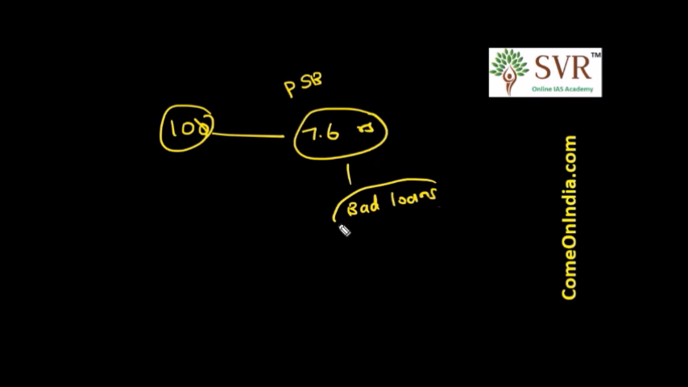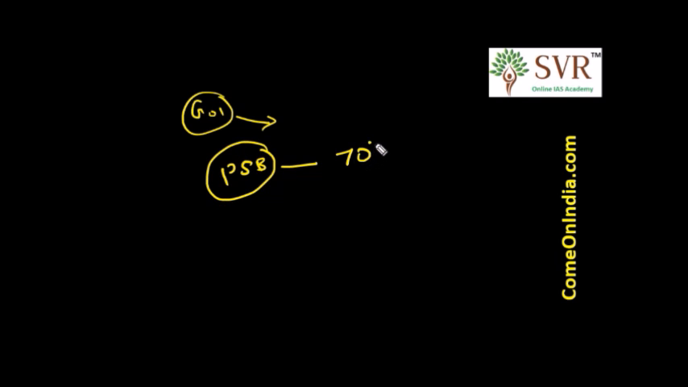Out of 100 rupees given by the banks, especially the public sector banks, 7.6 rupees became a bad loan. So it's difficult to recover this 7.6 rupees. Banks' money got locked into the bad loans, and banks need more money to carry out their activities. Otherwise, they tend to reduce the lending activities, which in turn will affect the Indian economy. So the Government of India has decided to recapitalize the banks, especially the public sector banks, because in India, public sector banks contribute more than 70% of the banking activities.